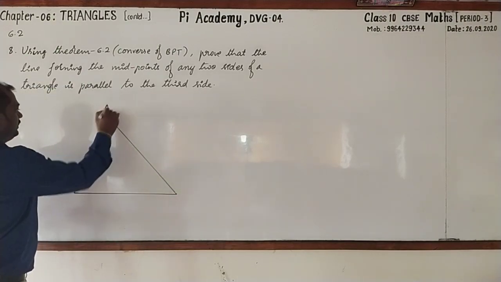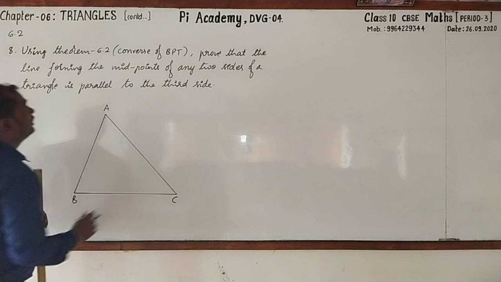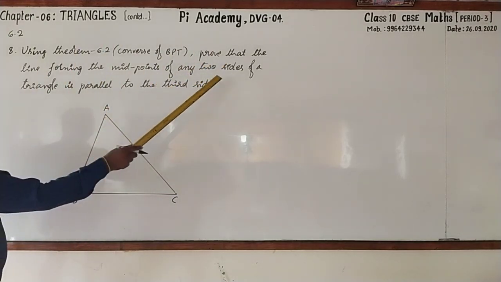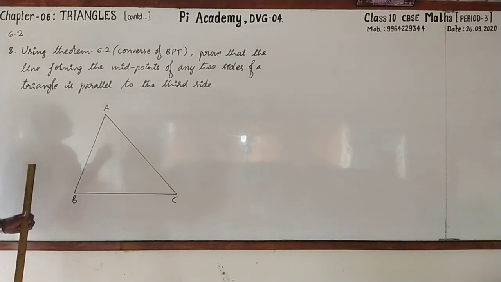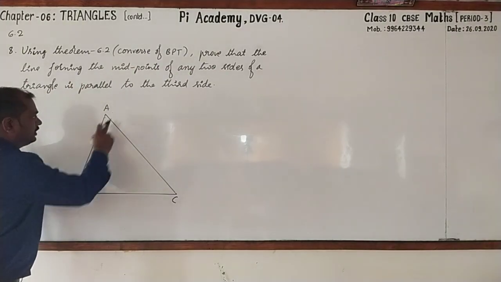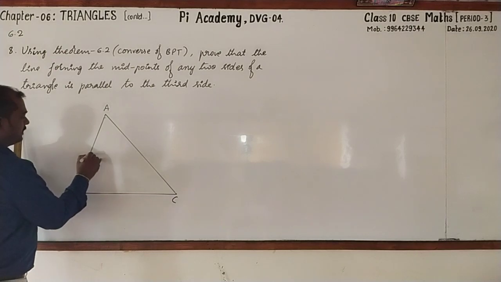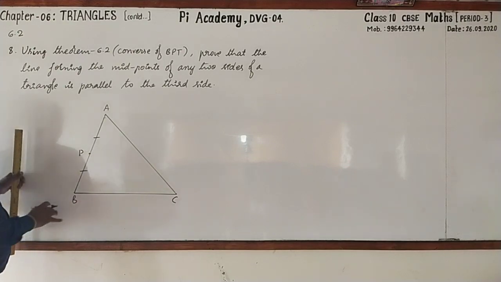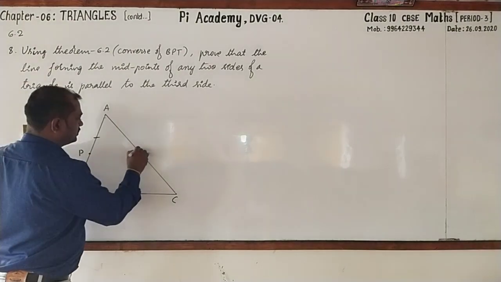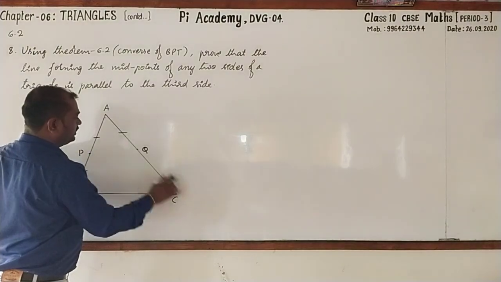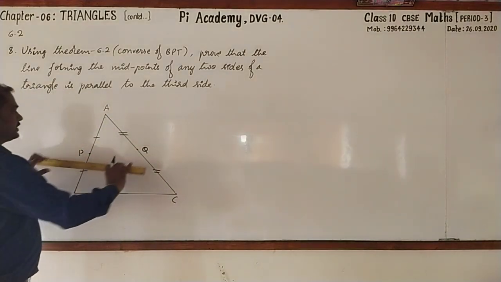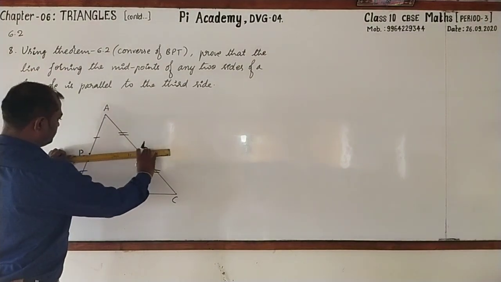Here, I'll write A, B, C. What has been given? The line joining the midpoints of any two sides of a triangle. Select any two sides. I take AB and AC. Mark their midpoints. See that. Here P is the midpoint of AB. Hence AP equal to BP. Next, Q is the midpoint of AC. Therefore, AQ equal to QC. Let us go for joining these midpoints.